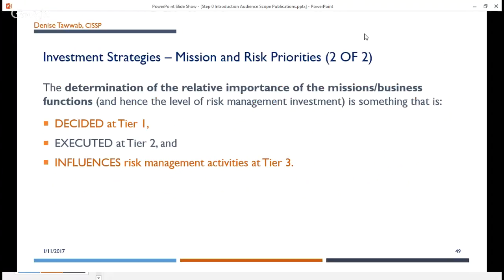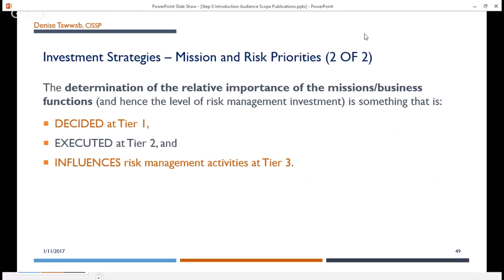The determination of the relative importance of the mission business functions, and hence the level of risk management investment, is something that is decided at tier 1 at the organization level, executed at tier 2 at the business mission level, and influences risk management activities at tier 3 down at the system level.